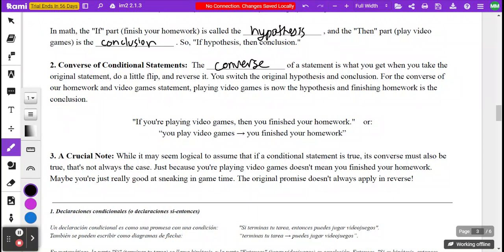But it is crucial to note that while it may seem logical to assume that if a conditional statement is true, its converse must be true, that is not always the case. Just because you're playing video games doesn't mean you finished your homework. Maybe you're just really good at sneaking in game time. The original promise does not always apply in reverse.